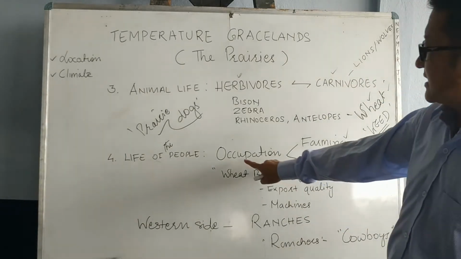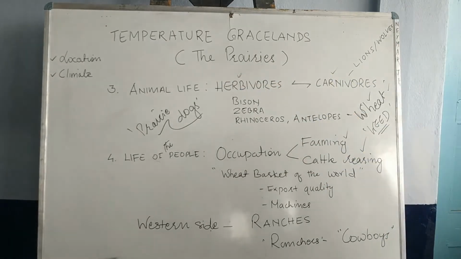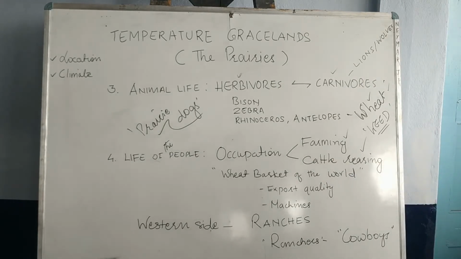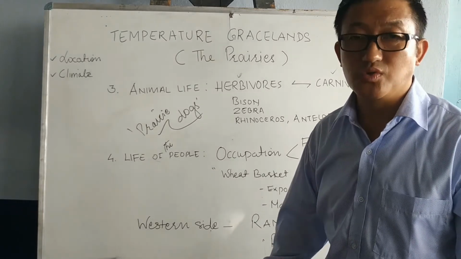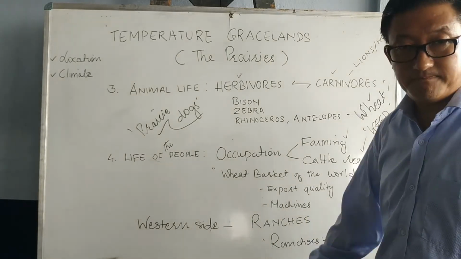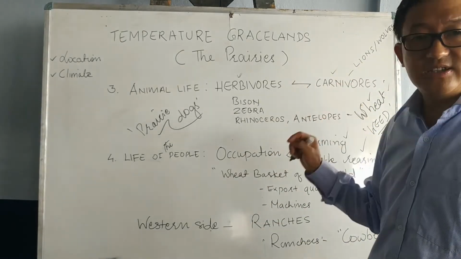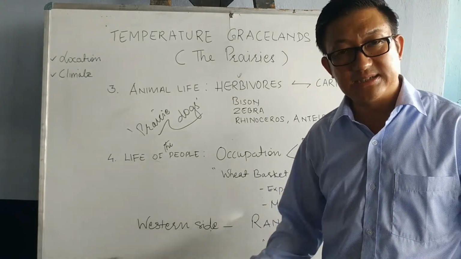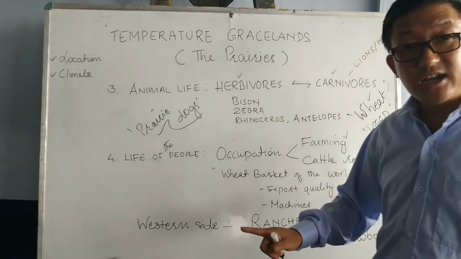Okay, now let us take another occupation of the people who live in this region, the prairies. Okay, they also do cattle rearing. I explain to you what is cattle. Cows. Okay, rearing means to keep, like a plantation you cultivate. So cattle you rear. Rear means you keep and you breed it, right? You multiply it.